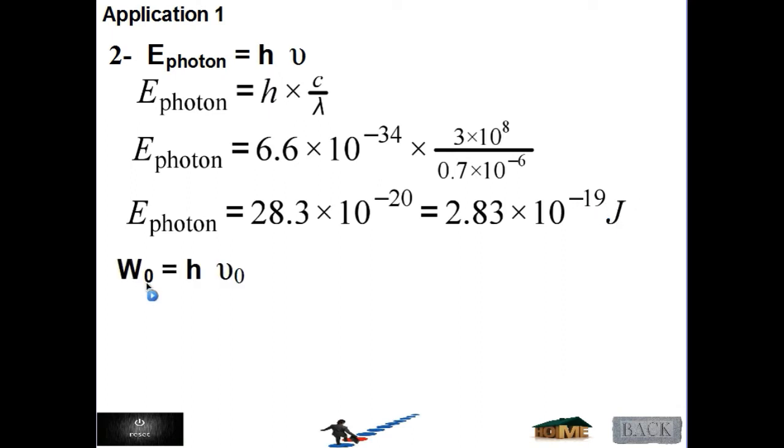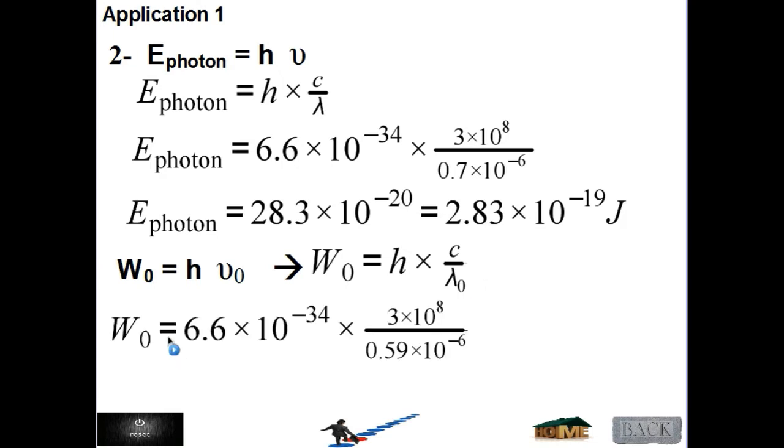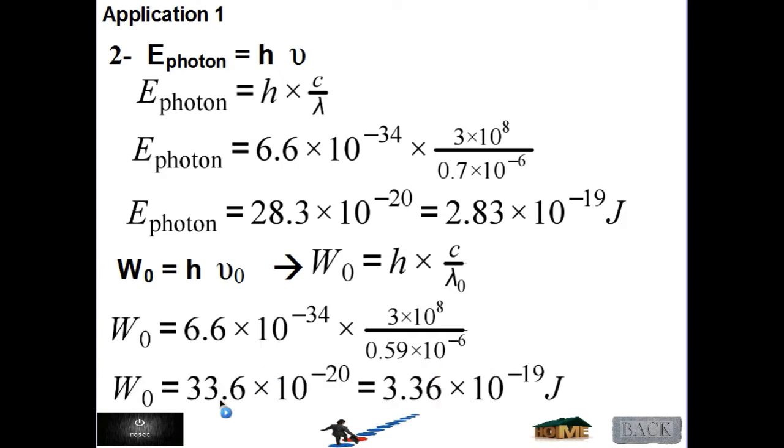The work function is h nu 0. Also we can write it as h times c over lambda 0, where lambda 0 is the threshold wavelength. Then we plug in the numbers, 6.6 times 10 to the power minus 34 times 3 times 10 to the power 8 over 0.59 times 10 to the power minus 6. And the answer is 33.6 times 10 to the power minus 20, or in scientific notation 3.36 times 10 to the power minus 19 joules.